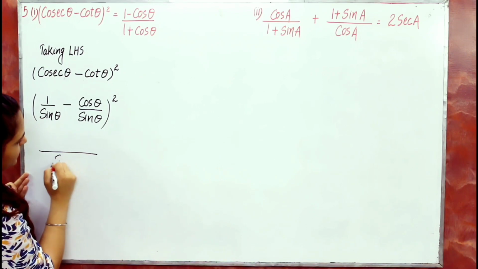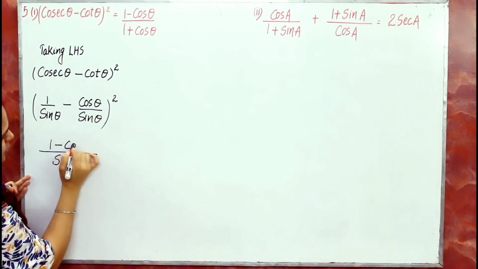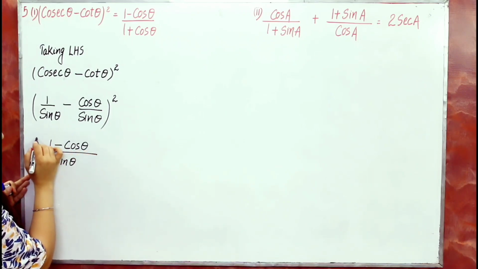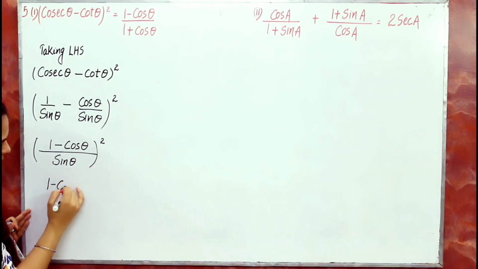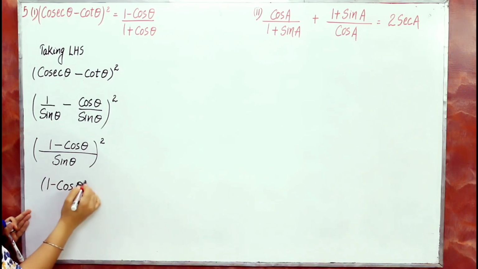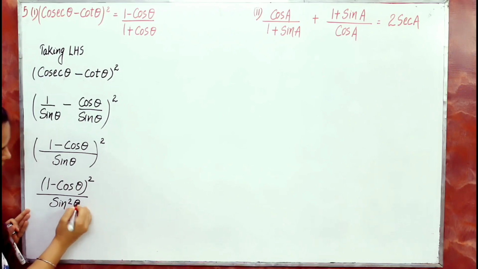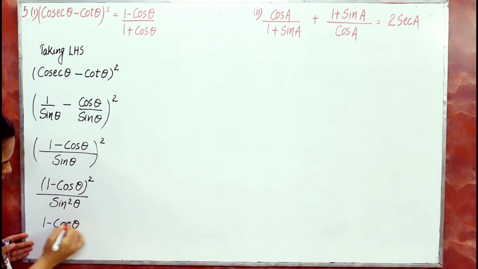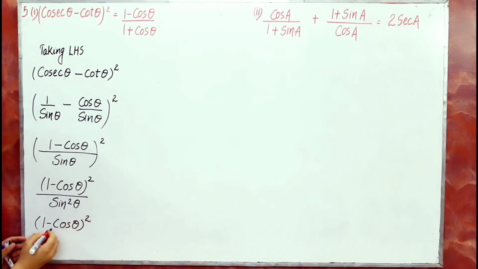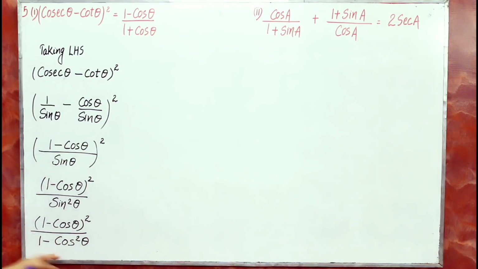Here you will take LCM. So it's sine theta in the denominator, and in the numerator this will be (1 minus cos theta) whole square. The numerator is (1 minus cos theta) whole square and the denominator is sine square theta. Now sine square theta can be written as 1 minus cos square theta by using the square relationship.